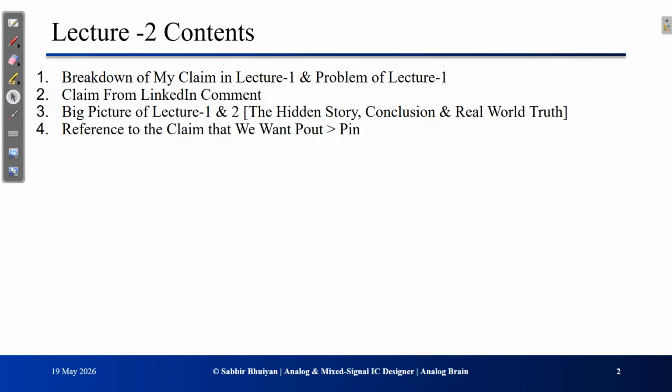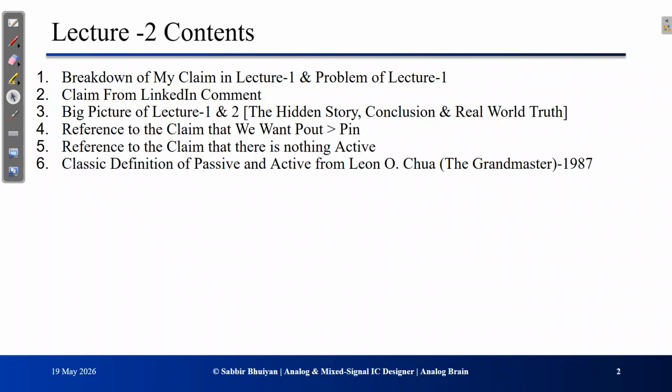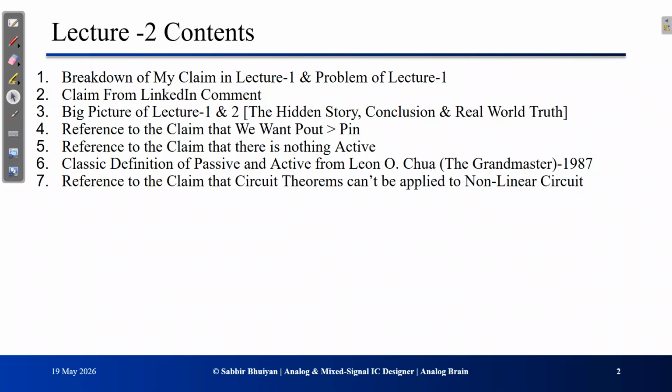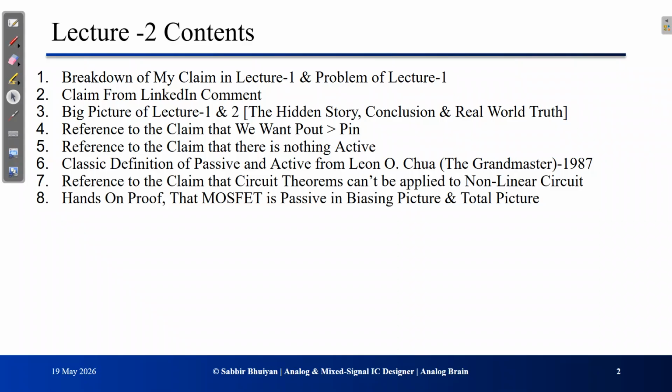I will also show you the reference to the claim that I have made. Okay, the reference to the claim that we want P out greater than P in, and the reference to the claim that there is nothing active. And I will also show you the classic definition of passive and active from Leon Chua, and I will also show you the reference to the claim that the circuit theorems can't be applied to nonlinear circuits. Besides all of this, I will show you some hands-on proof that MOSFET is passive in biasing picture and total picture.